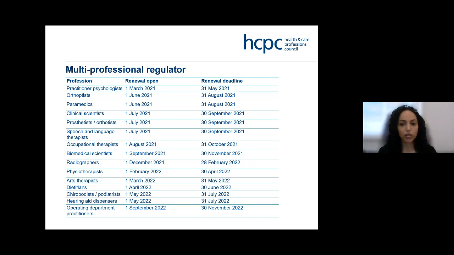You can see here as well, I just thought it would be helpful to provide just when the renewal opens for each of the professions and the deadlines for that. So at the moment we do have practitioner psychologists in renewal who went into their renewal on the 1st of March this year, and the deadline is the end of May. And the CPD, although a different process, the timelines are the same in that if you are selected, that would happen at renewal opening, and the deadline does remain the same as the renewal deadline.